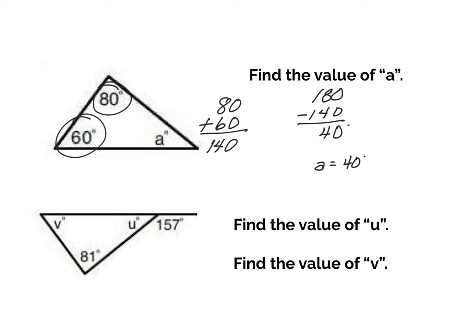The value of U, and I noticed that this right here is a supplementary angle because it's along a straight line. So I'm looking for the value of U. That's this missing part of the straight line. 180 from the straight line minus 157 because that's part. And we'll go ahead and solve for U, which is only 23 degrees. It's a very small angle. 23 degrees is all that's left from the 180 degrees.